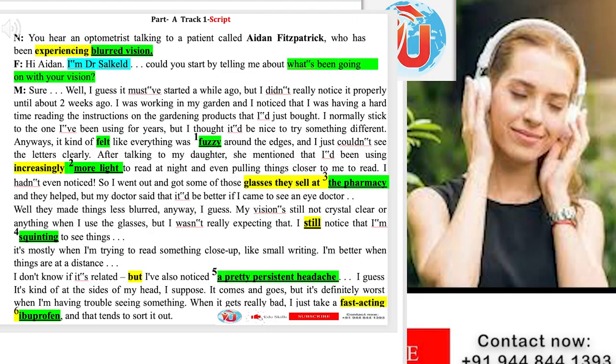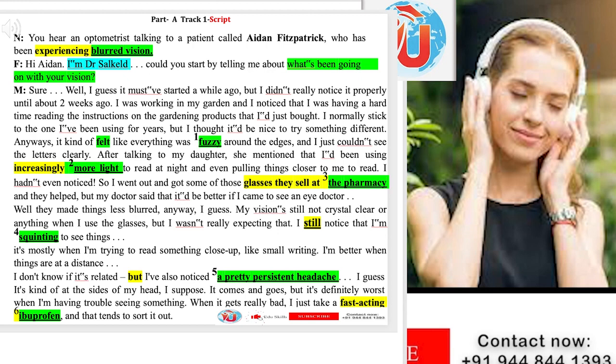Hi, Aidan. I'm Dr. Solkeld. Could you start by telling me about what's been going on with your vision? Sure. Well, I guess it must have started a while ago, but I didn't really notice it properly until about 2 weeks ago. I was working in my garden and I noticed that I was having a hard time reading the instructions on the gardening products that I just bought. I normally stick to the one I've been using for years, but I thought it'd be nice to try something different. Anyways, it kind of felt like everything was fuzzy around the edges and I just couldn't see the letters clearly. Good. After talking to my daughter, she mentioned that I've been using increasingly more light to read at night and even pulling things closer to me to read.